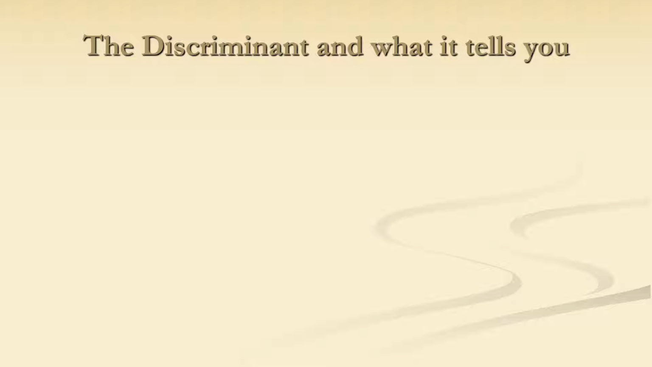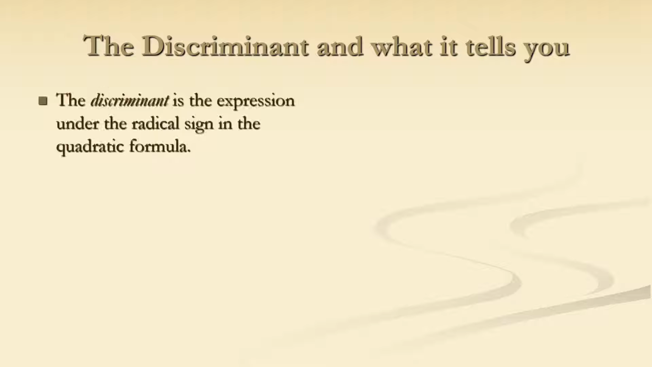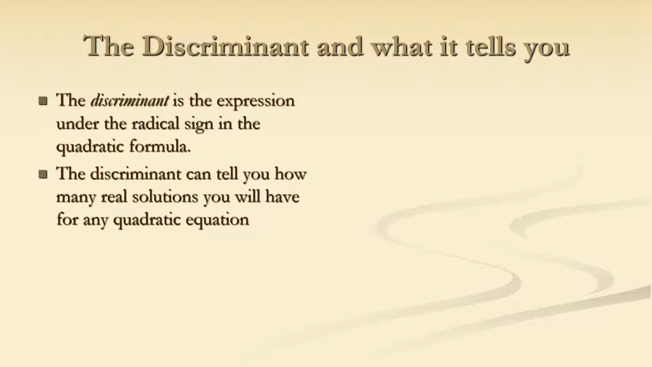Let's talk about the discriminant and what it tells you for each quadratic function and equation. The discriminant is the expression that's under the radical sign in the quadratic formula. The discriminant tells you how many real solutions that you will have for any quadratic equation. Remember what's under the radical sign in the quadratic formula. The discriminant is b squared minus 4 times a times c.